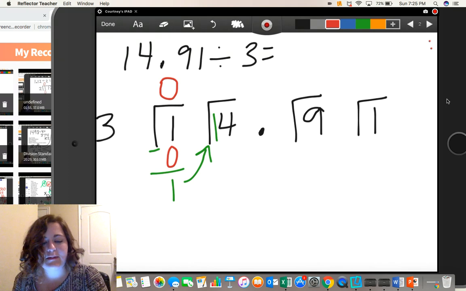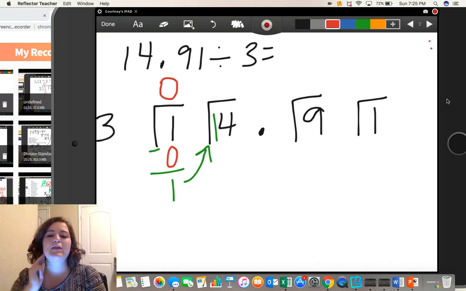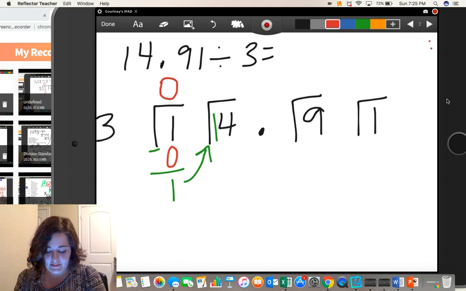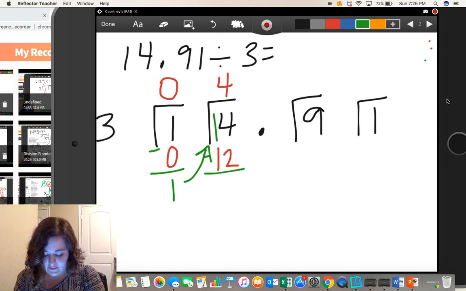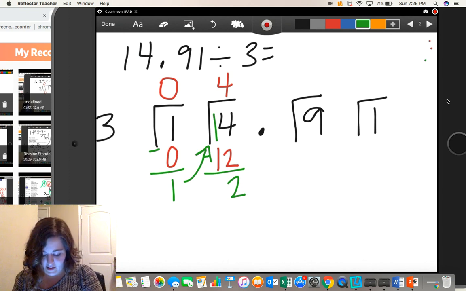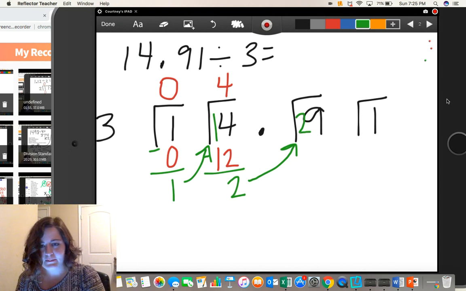And we need to know what number times 3 will get us closest to 14 without going over. 3 times 4 is 12. 3 times 5 is 15, which would be too big. So we have to go 3 times 4, which gives us 12. After we multiply, we have to subtract. 14 minus 12 is 2. 2 is less than 3, so we're good to bring our number over to the next house. So that makes that a 29.